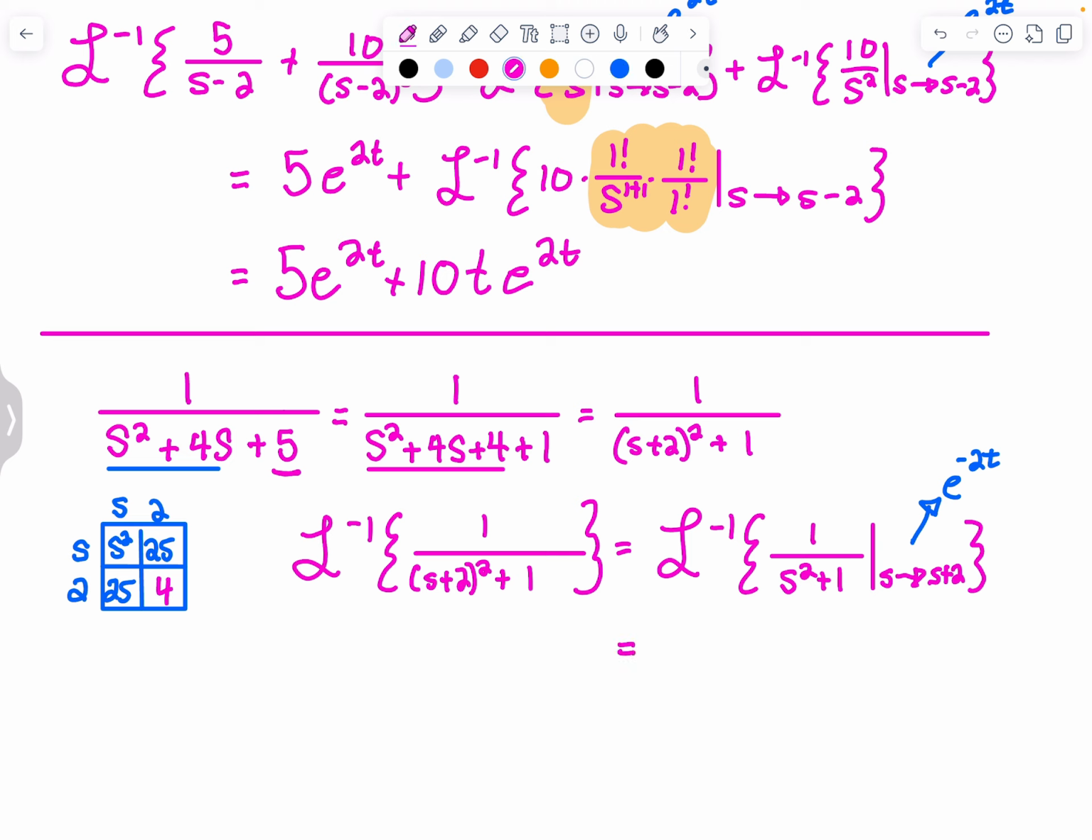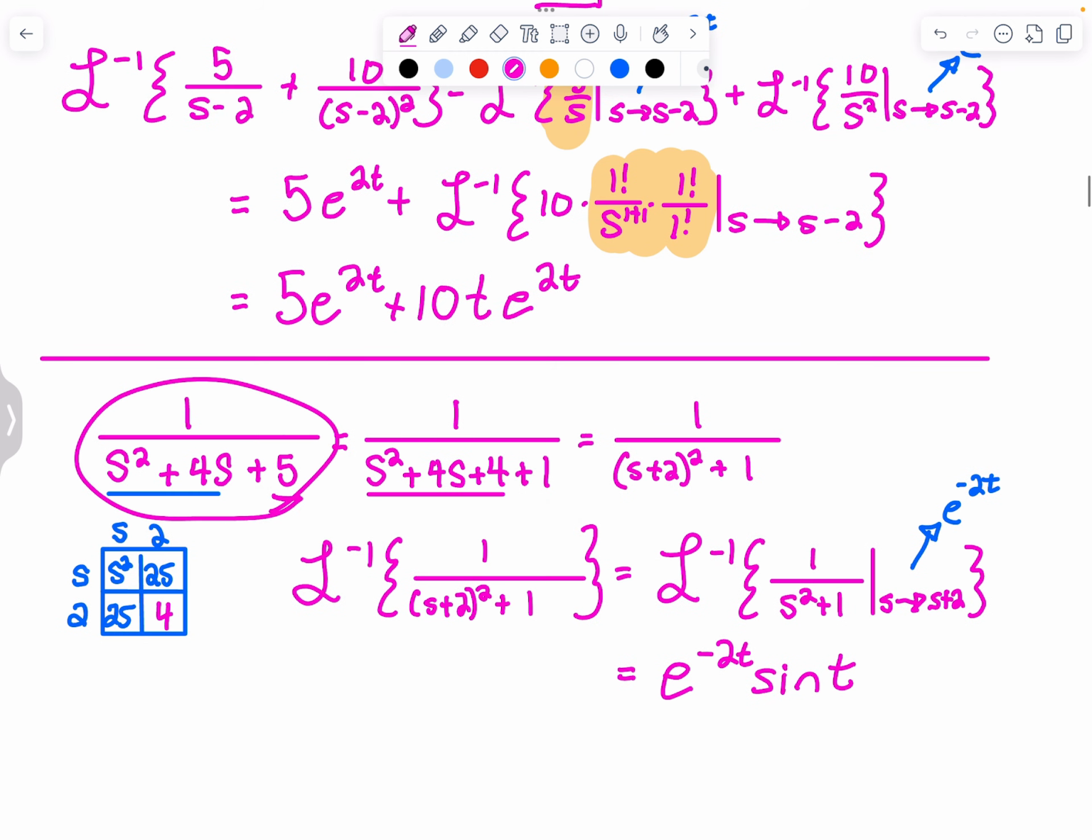Now that we know that we could do that s plus 2 out, I see that this part right here is my sine kt, where k is 1 in this point. And then we also need to multiply it out, to put that function on the back. I'm going to do e to the negative 2t sine t. Okay, so that's how we can use that to work around getting these weird functions, like these fractions like that.